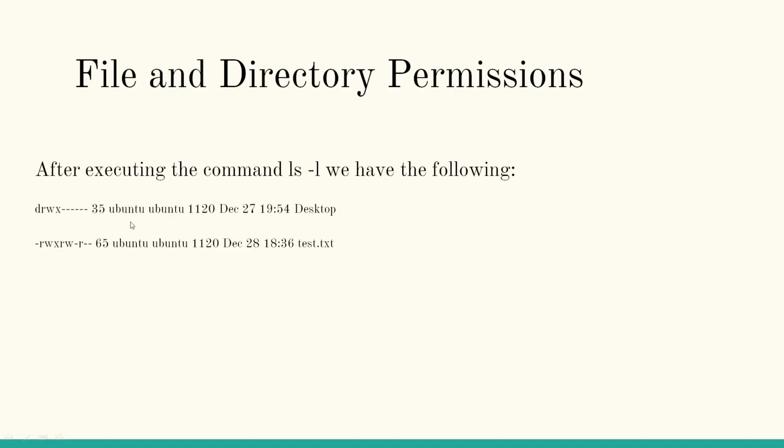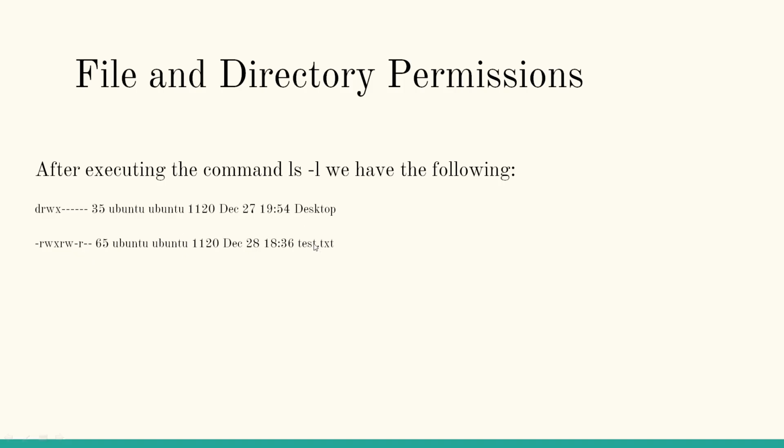So the owner user is Ubuntu, the owner group is Ubuntu. The first 3 bits are for the owner, the second 3 bits for the group owner, and the third 3 bits are for the others. For example, if we have a user called John, it will be included under these 3.